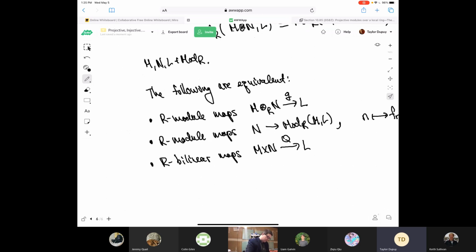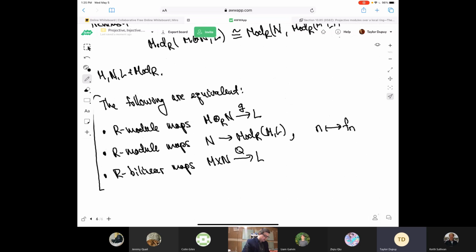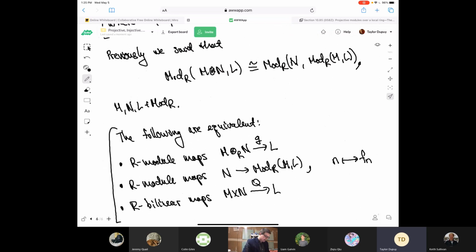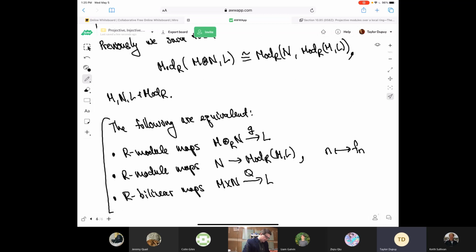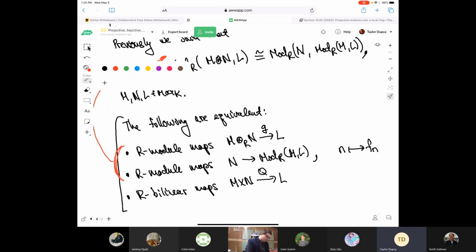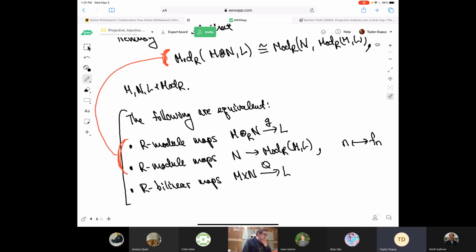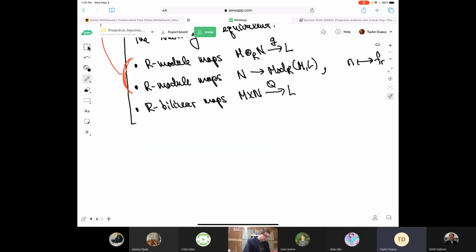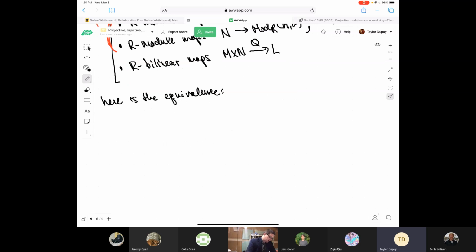Let me show you how to get these one from the other. These first two parts are what I already said before; these two things are the same. But I've now introduced this third thing, which are these R-bilinear maps. And here is the equivalence, which you can check.